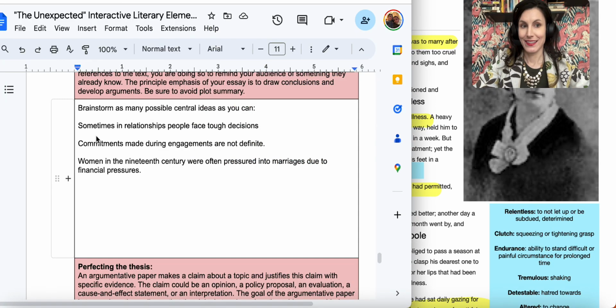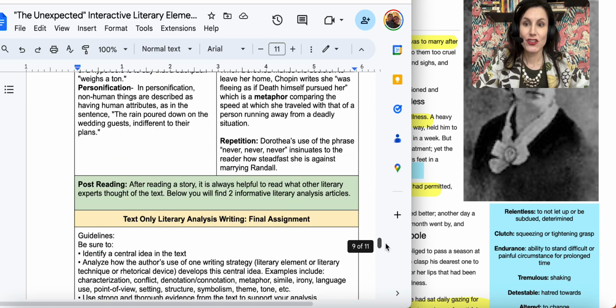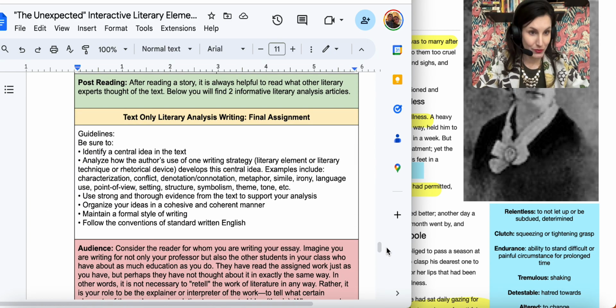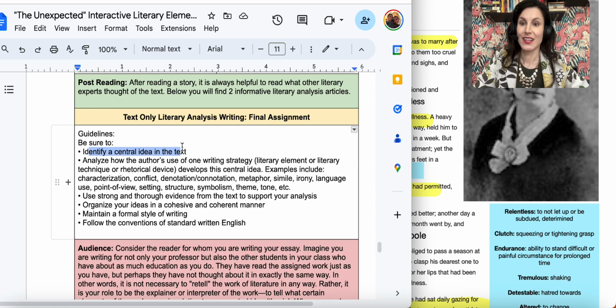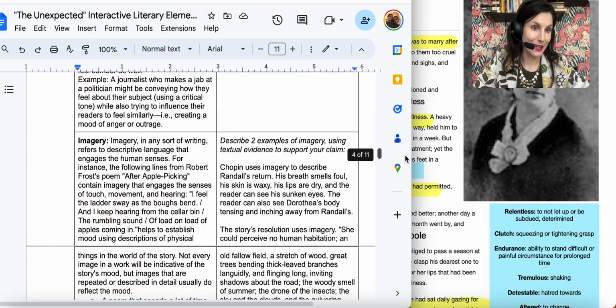So we will write a literary analysis essay for "The Unexpected." Now, the parameters or instructions is just a text only. So typically you'd be given a text only and it would look like this: Identify a central idea. Analyze how the author's use of one writing strategy develops this central idea. So those are all the elements that we've just been talking about. These are all the different literary elements we could talk about, right?